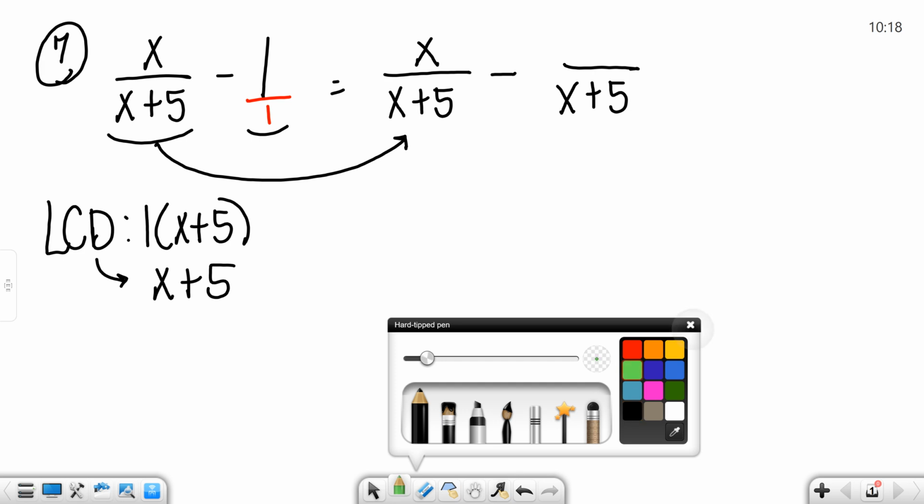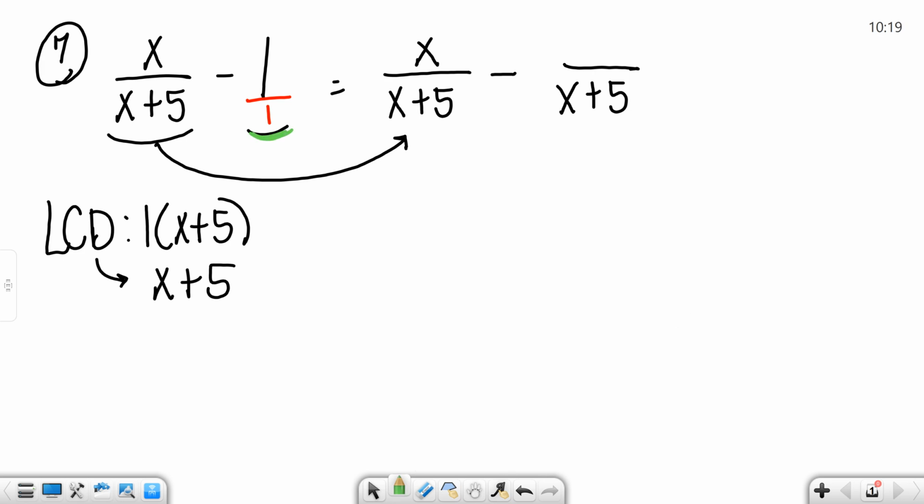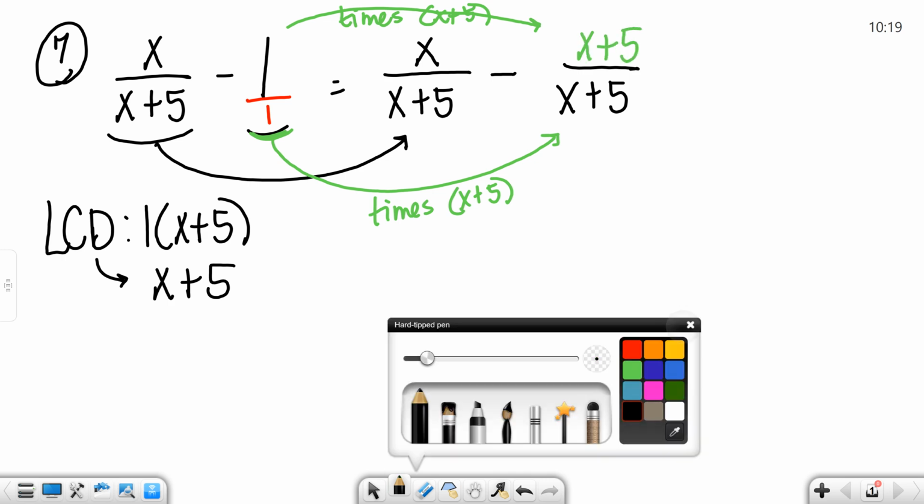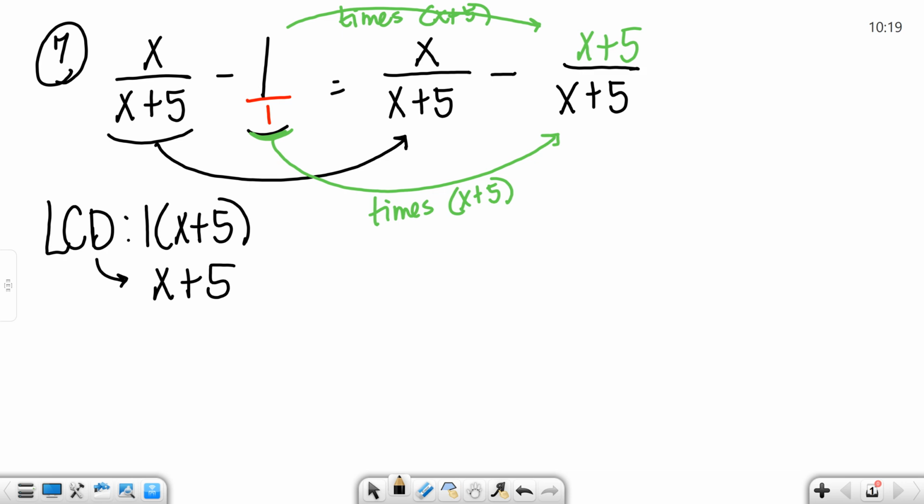This other denominator did change. That was a 1. We multiplied it times x plus 5. So we have to do the same thing to its numerator. We multiply it times x plus 5. So 1 times x plus 5 is x plus 5. Now that I have the same denominator, I can put it over one denominator.